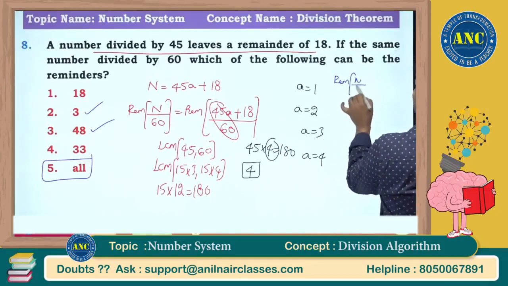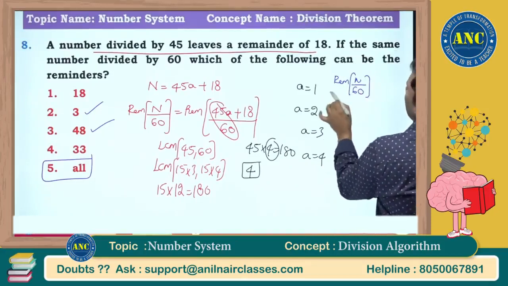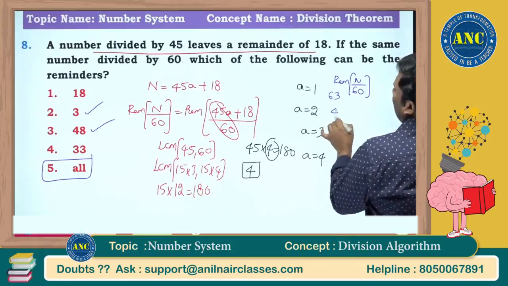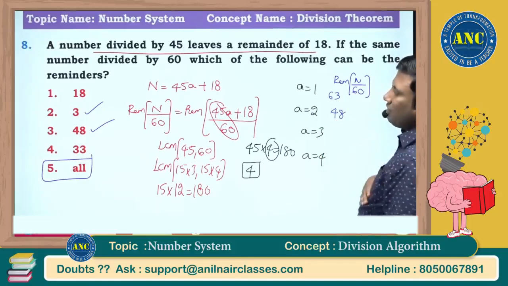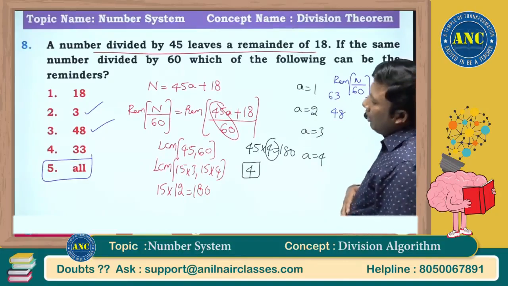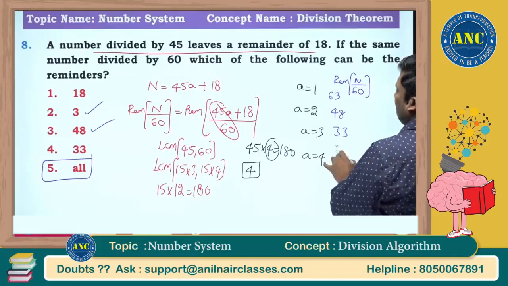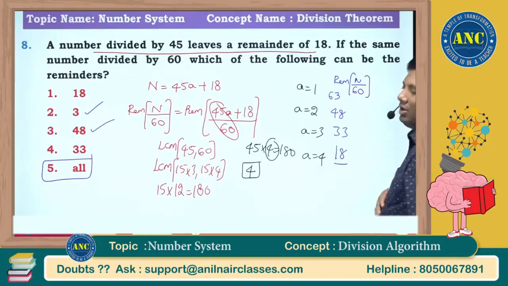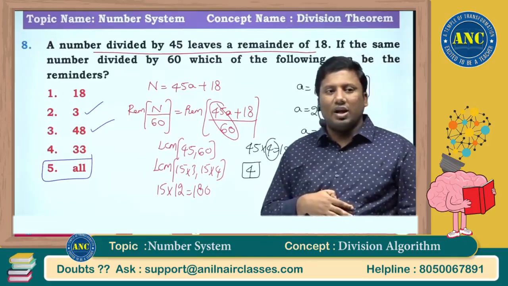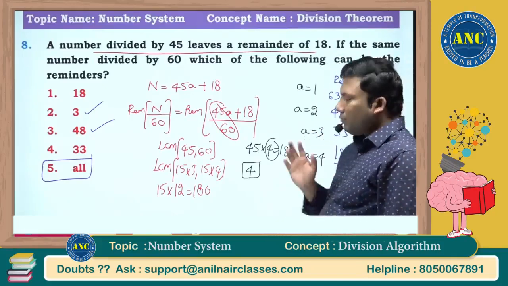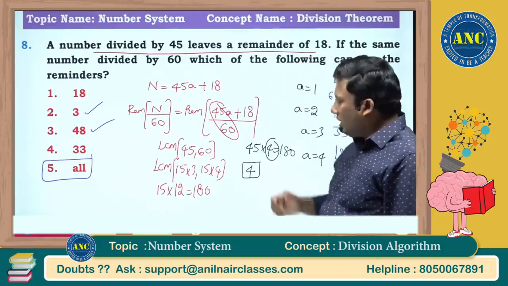Remainder when n is divided by 60. This will give you 63. This will give you 48. This will give you 135 plus 18, 153. This will give you 33. And the remaining case is 18. I hope it is clear. Idea clear? Right? Next one.